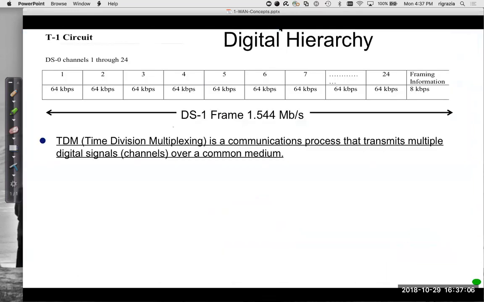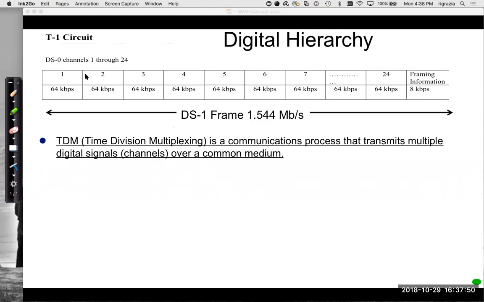So T1 comes from a technology known as time division multiplexing. And this is where our digital hierarchy actually comes from, starting with T1s. Time division multiplexing is a communications process that transmits multiple digital channels known as DS0 channels. You can see these here. Each one of these is a DS0 channel that can send 64 kilobits per second of information. And that's because that's what was required to carry a telephone call.